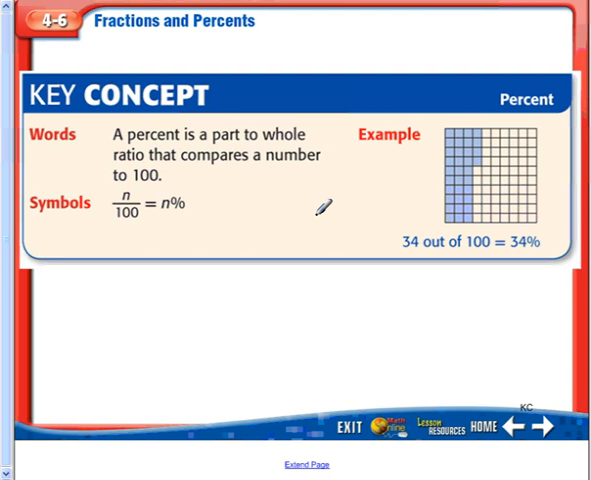A percent is a part-to-whole ratio that compares a number to 100. So every percent can be written as n over 100. So whatever you have for n percent, you can put n over 100 to write it as a fraction. So 34 out of 100 is 34%.